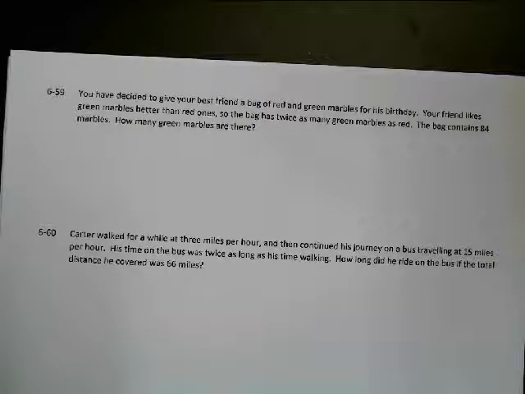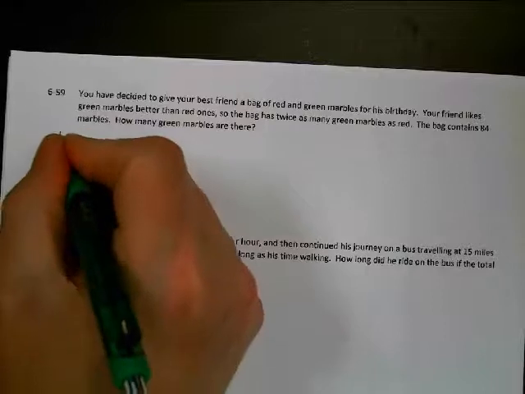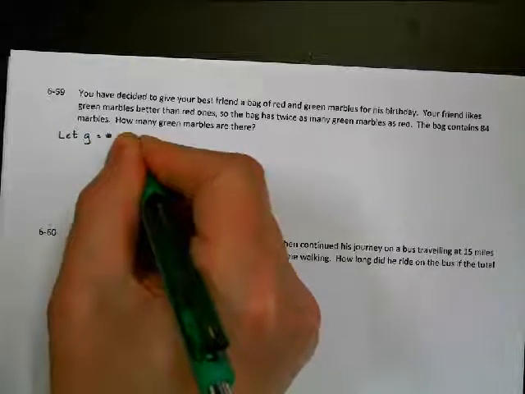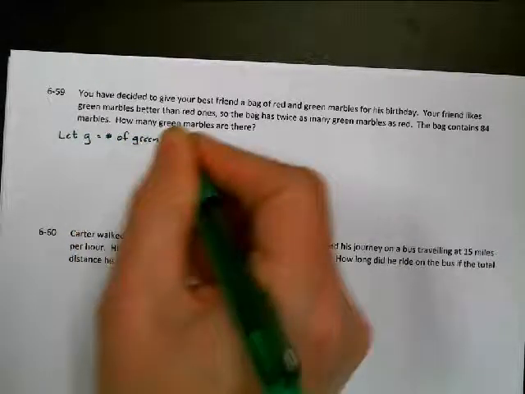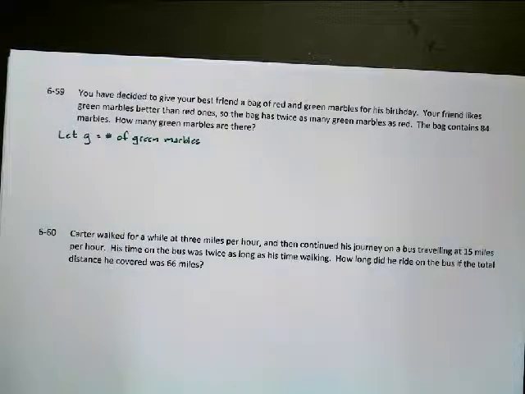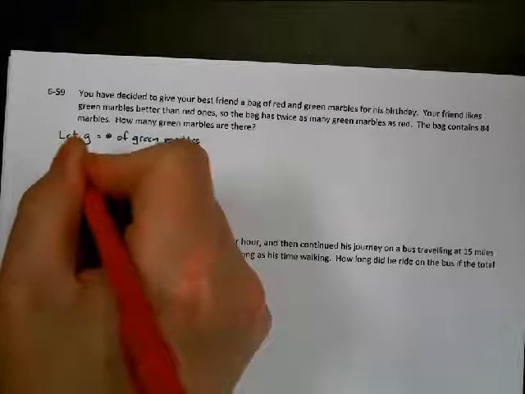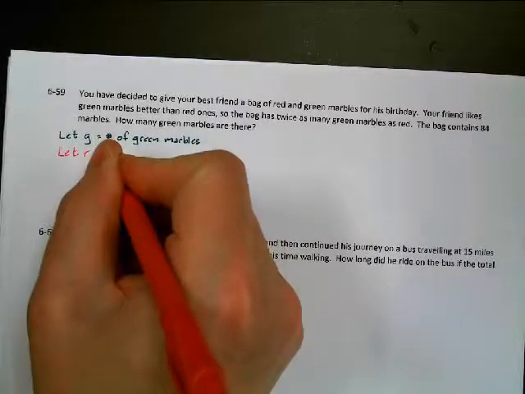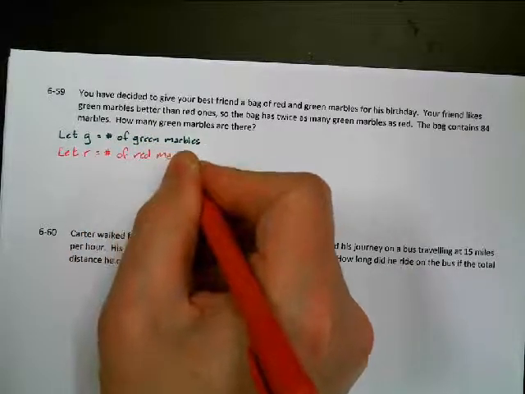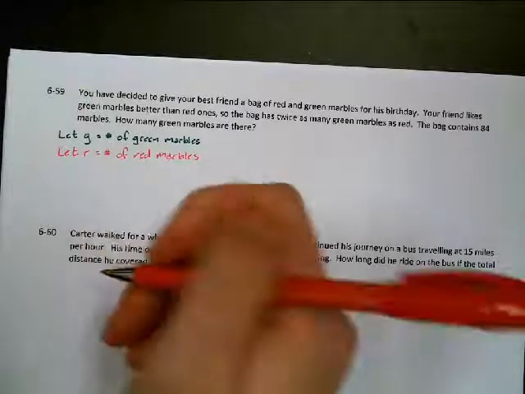Okay, so we need 2 equations, 2 variables. Let's start off with the obvious. We're going to let G equal the number of green marbles. Do I have a red pen? Oh, I do. Yes, I do. And we're going to let R equal the number of red marbles. See what I did there? Green and red. All right, so I need to find 2 equations that I can make.